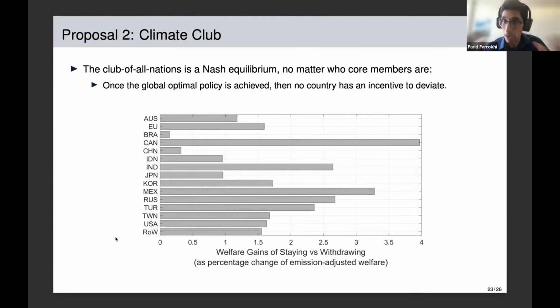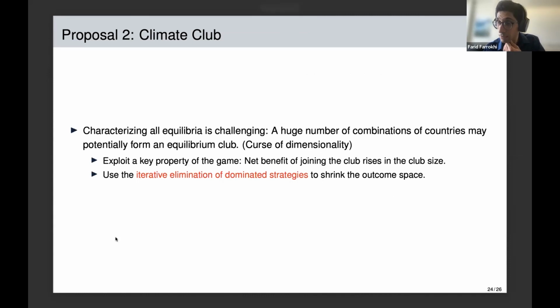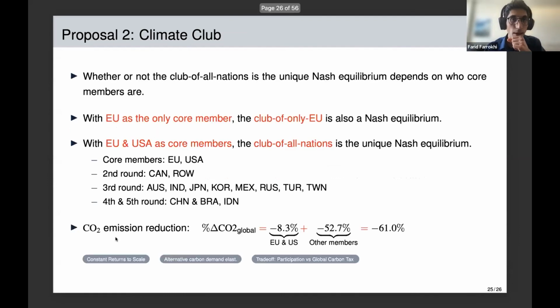However, the challenge and the difficulty is that the Club of All Nations does not have to be the unique Nash equilibrium. There could also be other Nash equilibria, and those in fact depend on who the core members are. And this is not an easy problem because you face the curse of dimensionality. There could be all sorts of different configurations that can possibly form a club. And so we have developed some techniques to make progress on that.